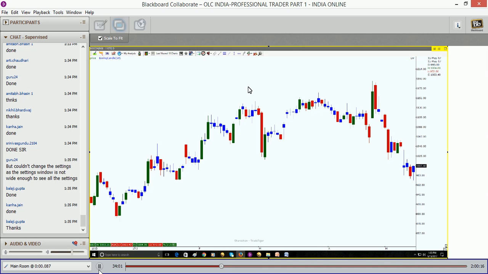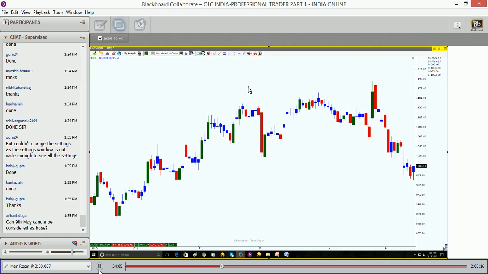Srinivas, no, my friend, you've made a mistake. A supply zone is marked from the leg out, base, leg in. Can you see you've ignored one base candle while marking the zone? Because the rule says the lowest body of the lowest base. Which is the lowest body of the lowest base?